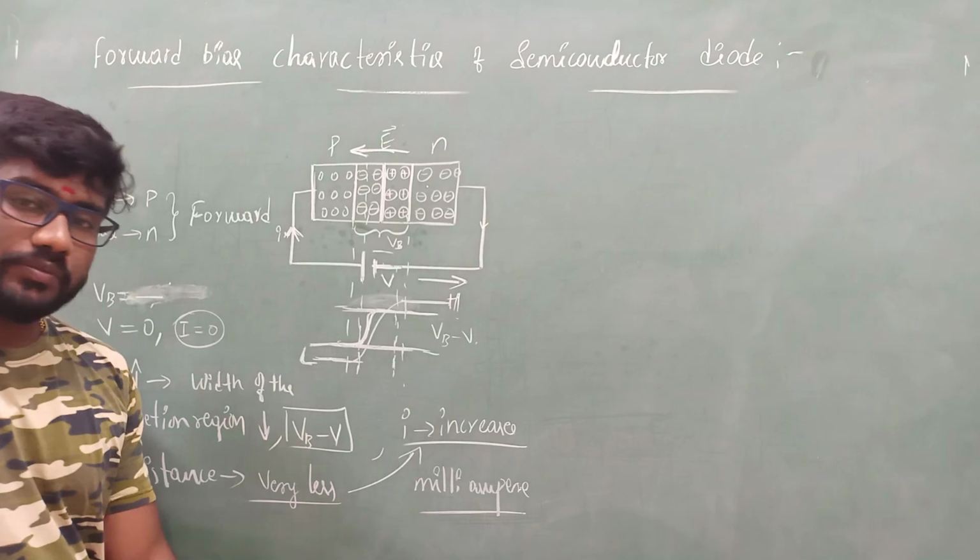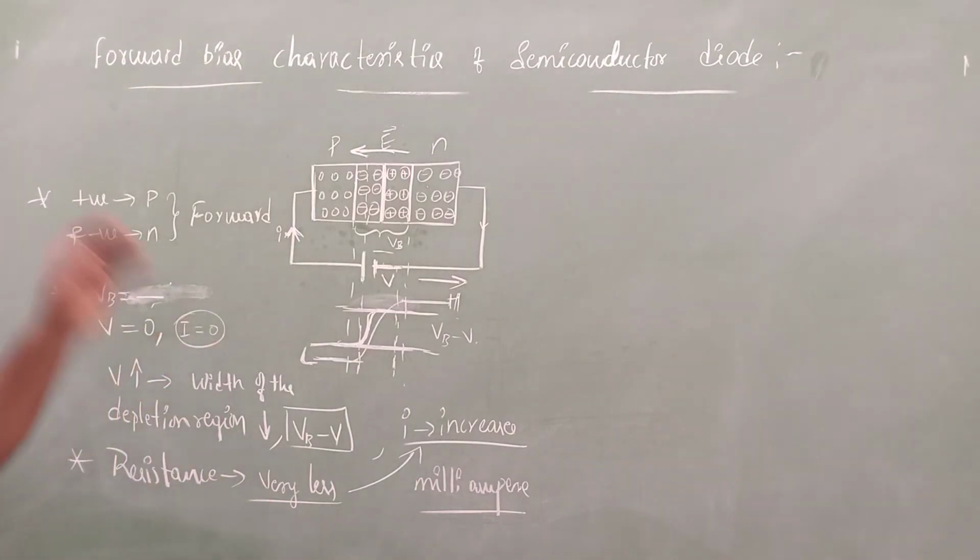Okay, so this is all about forward bias characteristics of the semiconductor device, and we have a circuit diagram and also the graph. How the current varies, how the voltage varies, that we will see in the next video. Just go through this video. So try to understand the concept properly. If you have any doubt, you can ask. Share your doubt in the group, there we will discuss.